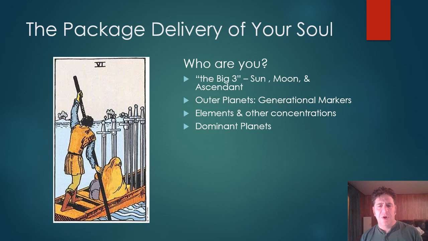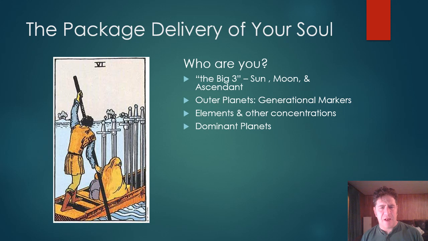So they mark where you are in time in terms of our collective evolution as human beings. So I look at the big three to identify your personality, and then the outer 4 to look at where you fit in a historical, generational, and collective evolution context.